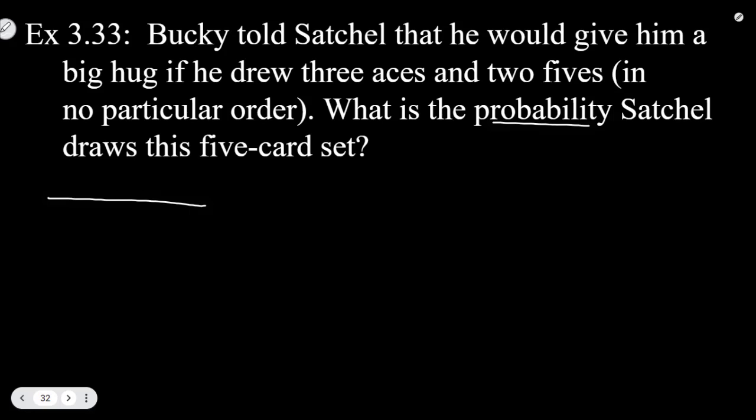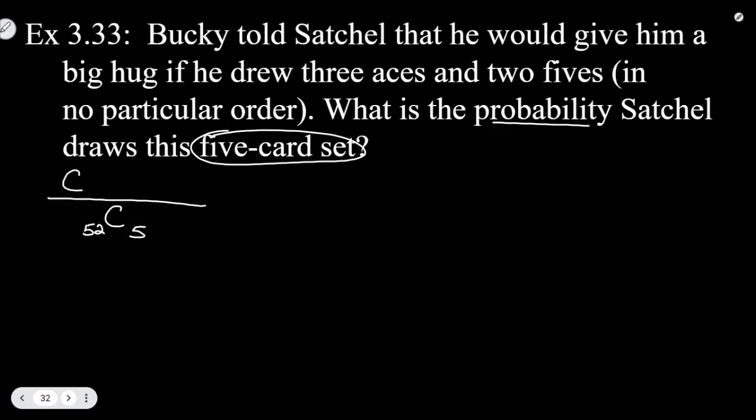Well, the total might be the easiest one to do since we're picking a 5-card set and the order doesn't matter. We're dealing with a combination. So we have 52 cards to choose from our deck of cards that we've been talking about, a whole bunch, and we're going to choose 5 of them. Now, when we have 3 aces, if we're going to pick 3 aces, we have to remember that it is still a combination.